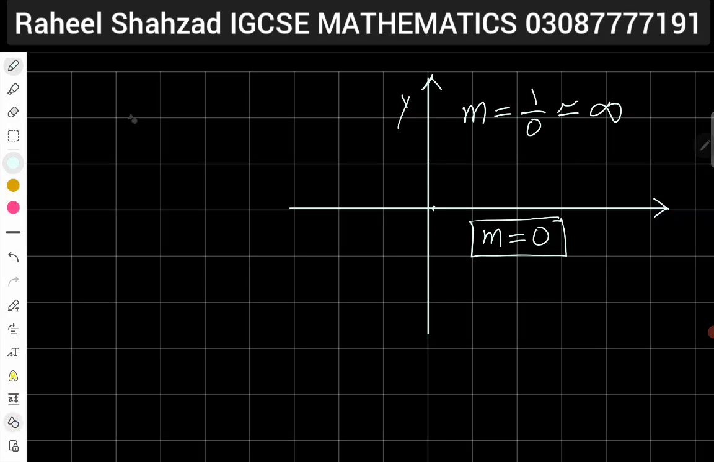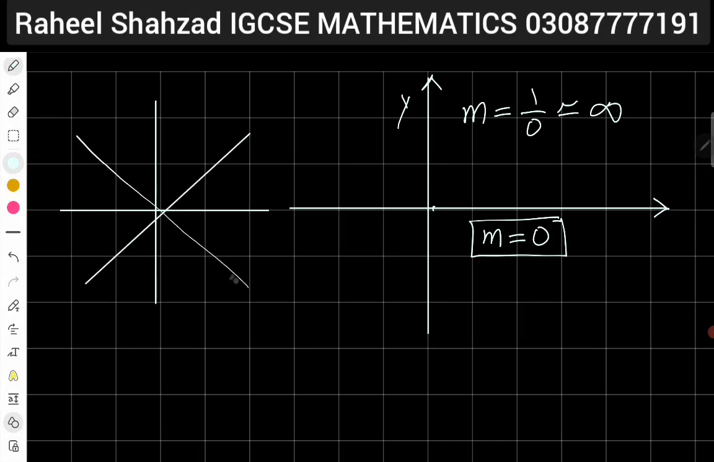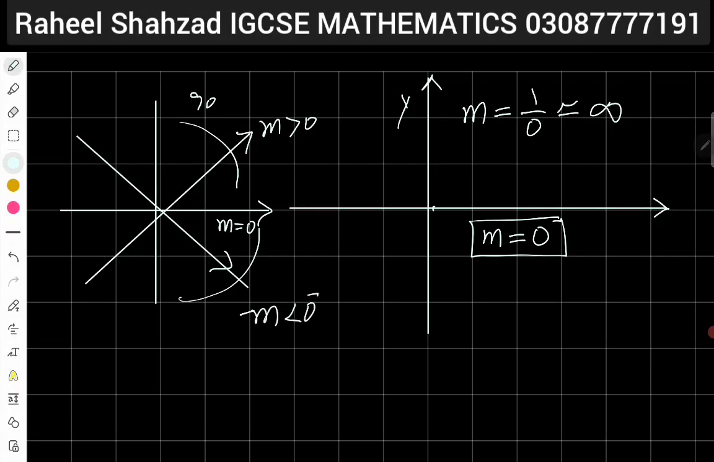And one more thing, all lines from 0 to 90 degrees have positive slopes, and lines from 0 to minus 90 degrees will have negative slope. So we say m is less than 0.